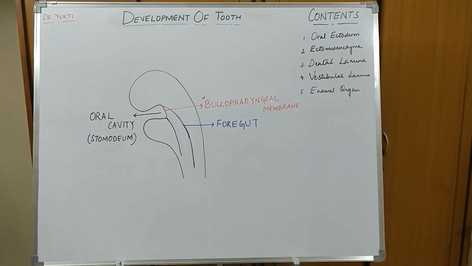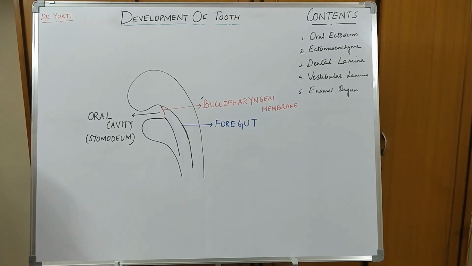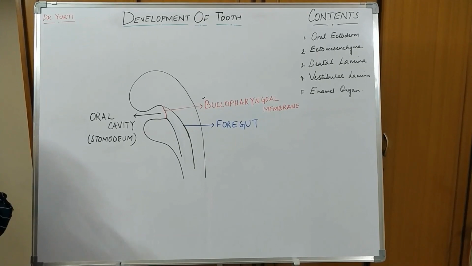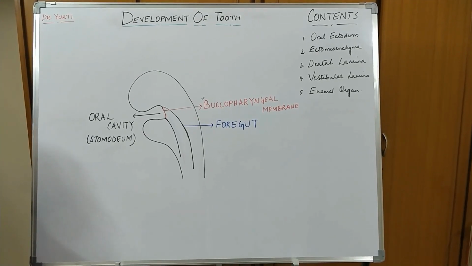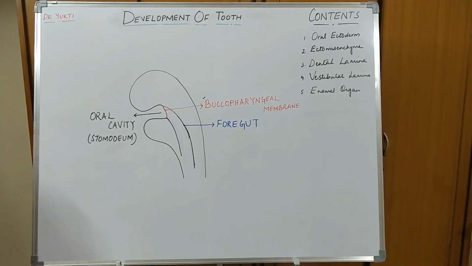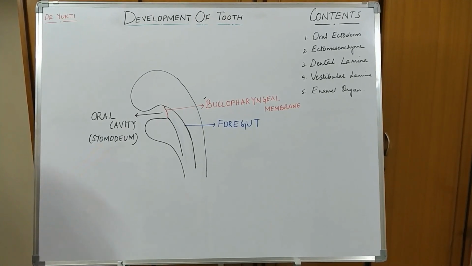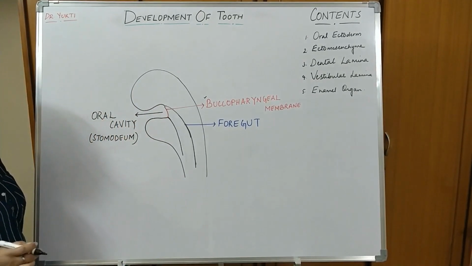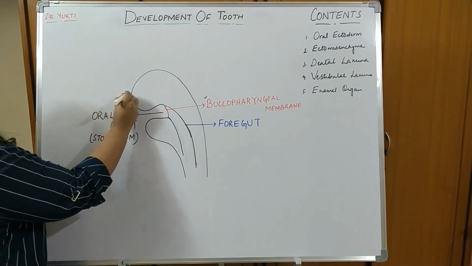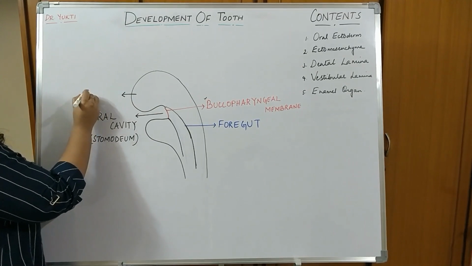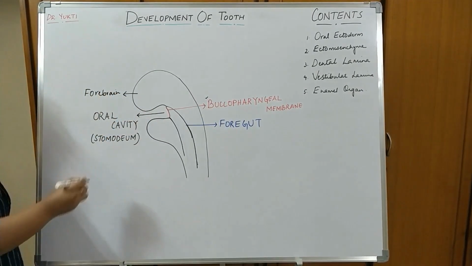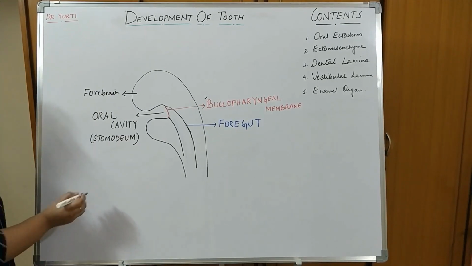Now, let us start with oral ectoderm. Oral ectoderm is nothing but the lining of the primitive oral cavity, which is also called the stomodium. So now if you concentrate on this picture, you can see this part is the future forebrain. It is the forebrain, okay, which is going to form our brain in adults.